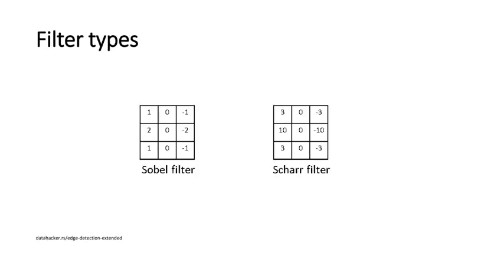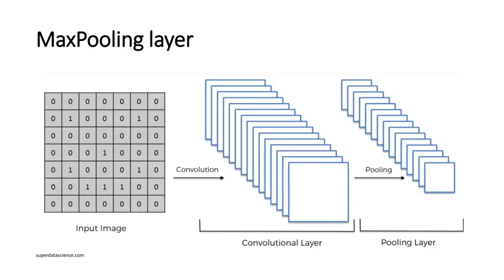There are many filter types. The most important are here on the left side, the Sobel filter and the Scharr filter, which you also have in our next tutorials, where we will predict if the input image is a dog or a cat, for instance, or the handwritten digits, for example.